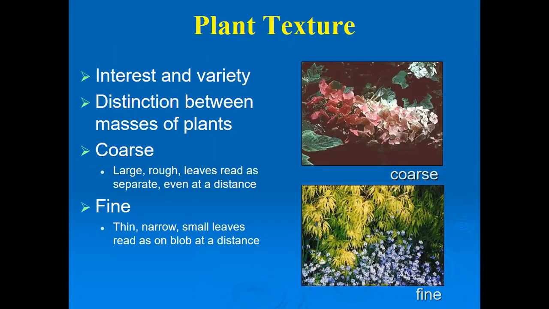Texture is important. It can be used for variety, helps create interest and diversity in the landscape. Distinction between masses of plants. Well, I got two types. There's coarse texture, you have the large rough leaves, read as separate, even at a distance. And then you have fine texture, thin, narrow, small leaves, read as a blob at a distance. And a medium texture in some cases. I didn't have this up here, but that's sort of a mixture between the two.